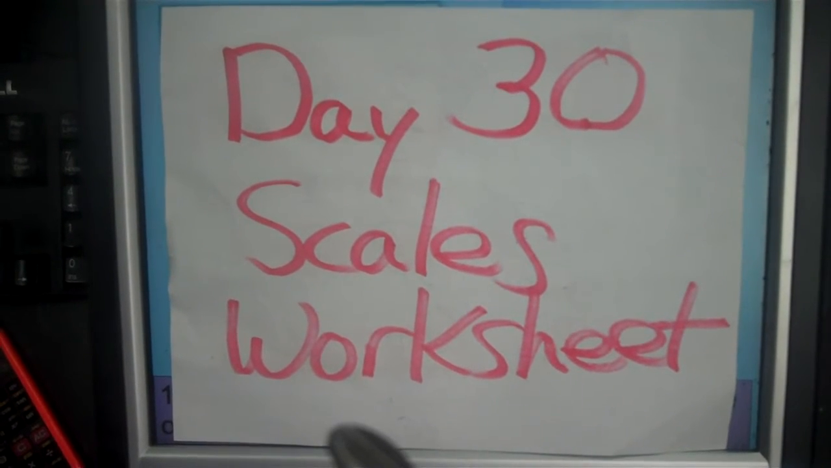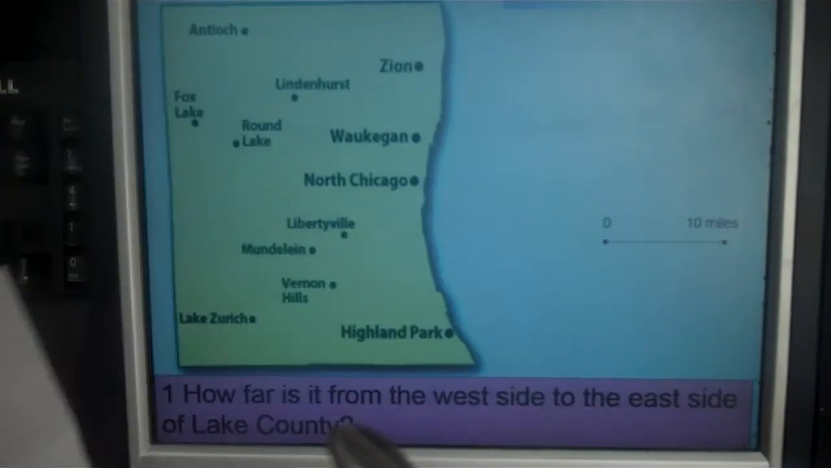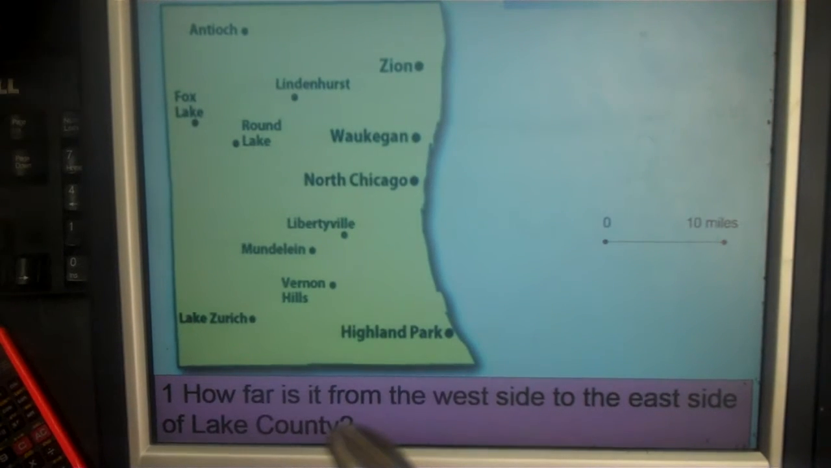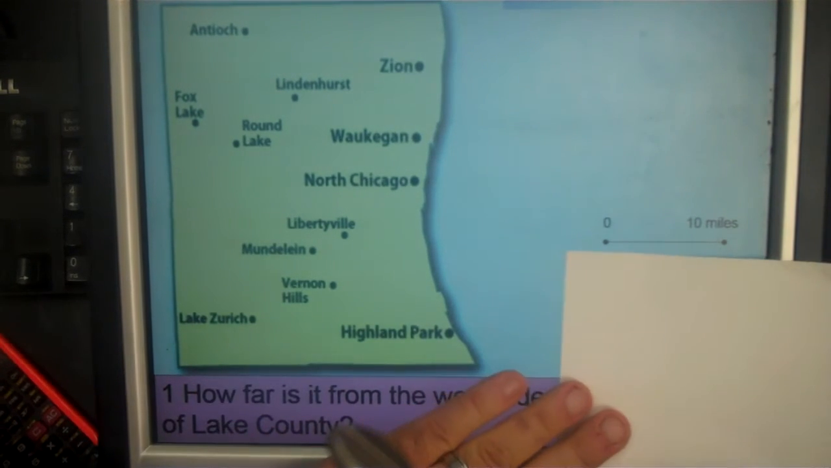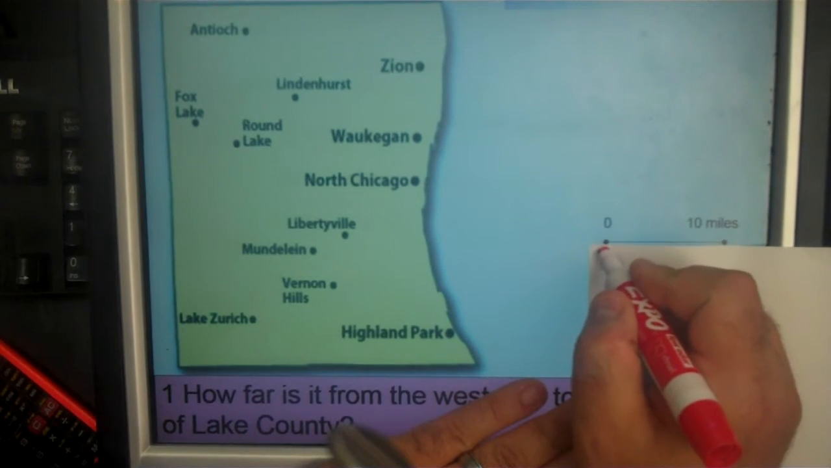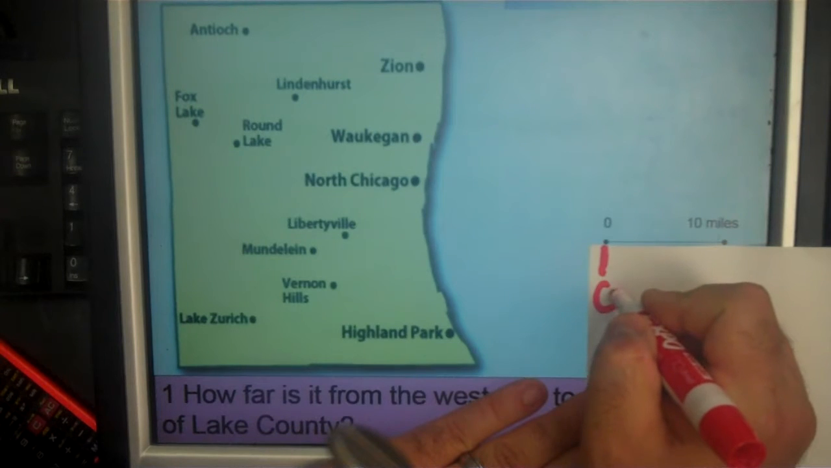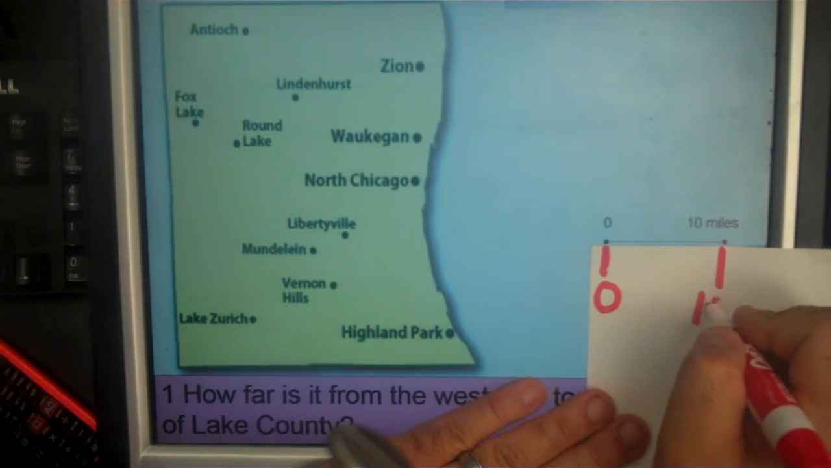Okay, so this is day 30, and this is working through the homework worksheet that is about map scales. The first question that we have here is, how far is it from the west side to the east side of Lake County? So here we have the scale off to the side. So I'm going to take a piece of paper and I'm going to copy this. So right there is the 0 mark, and right over here is the 10-mile mark.